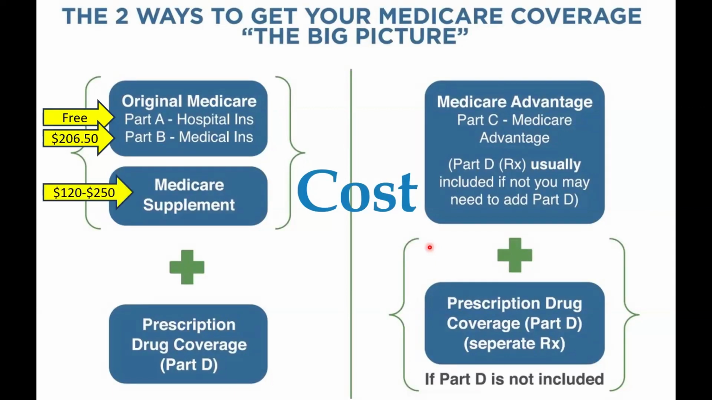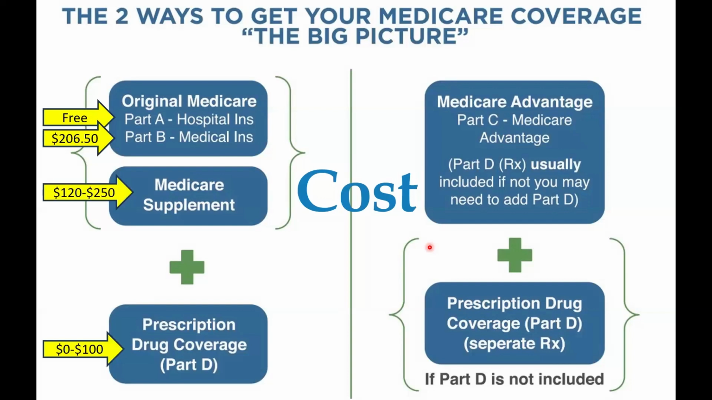A Medicare Supplement Plan G typically ranges in price from $120 a month up to $250 a month. This depends on your age, your location, even your sex. So women are typically slightly cheaper than men when it comes to supplements. So that's something that has a range, but we can discuss how the pricing works for that one-on-one.